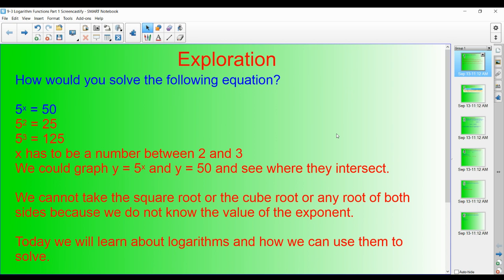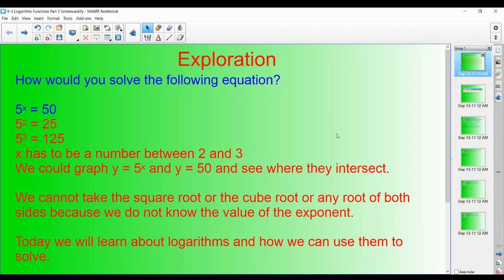Hi everyone. Today we're going to learn about a new family of functions called logarithms. They're going to be used for many features. We're going to use them to graph. Mostly we're going to use them to solve. So we're going to start with exploring this equation.